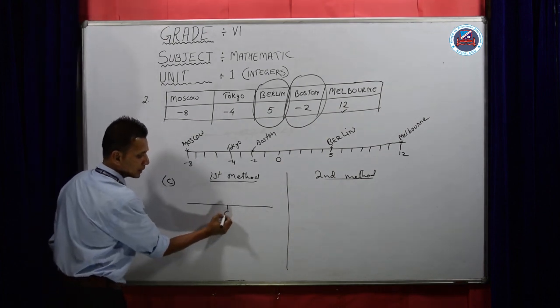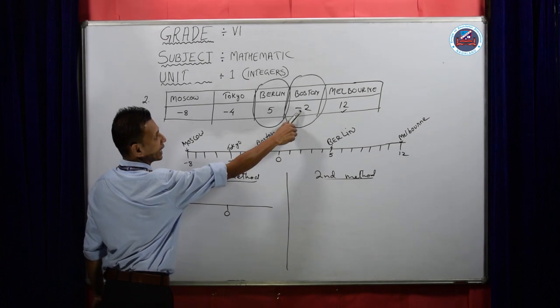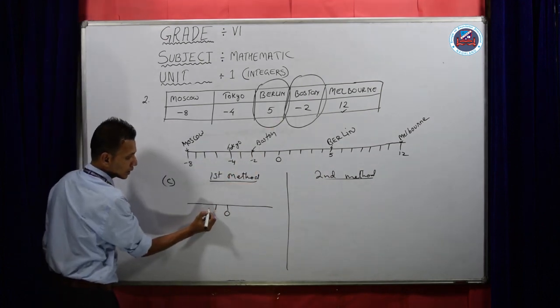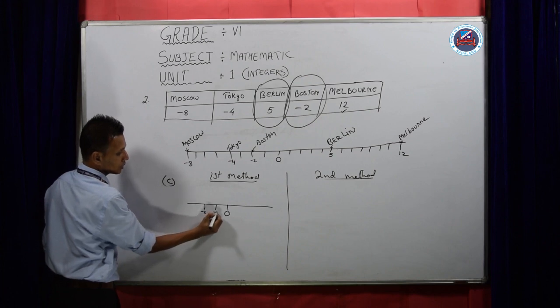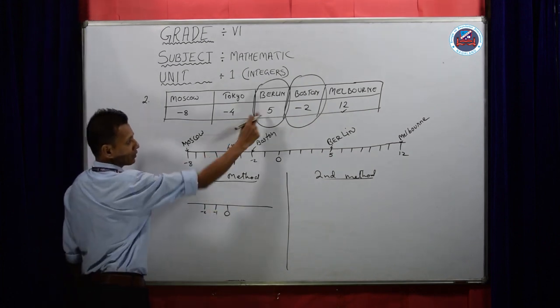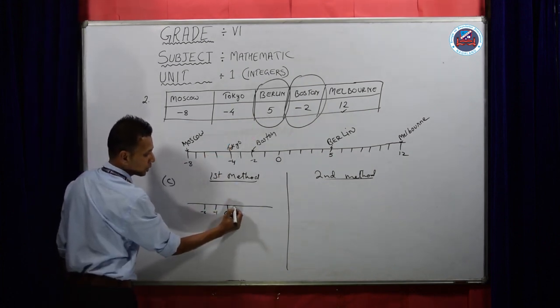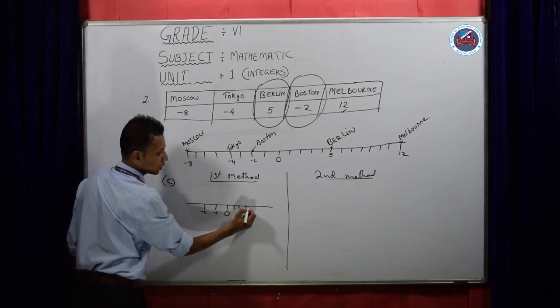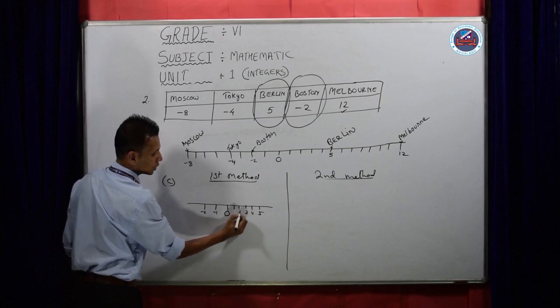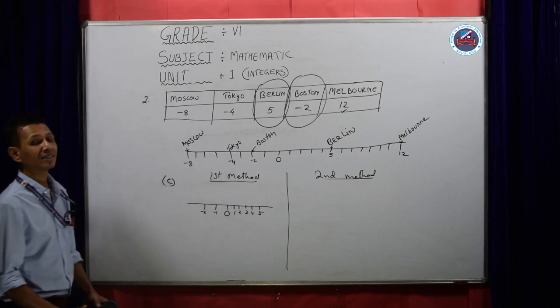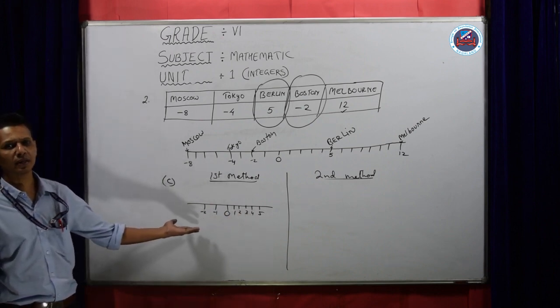I know 0 is in the middle, and I know -2 will be -1, -2. -2 will be here. Obviously, this is -1. I know that 5 will be somewhere like 1, 2, 3, 4, 5, here. This is 4, 3, 2, 1. I guess there is no doubt. I'm just using a number line, nothing different.